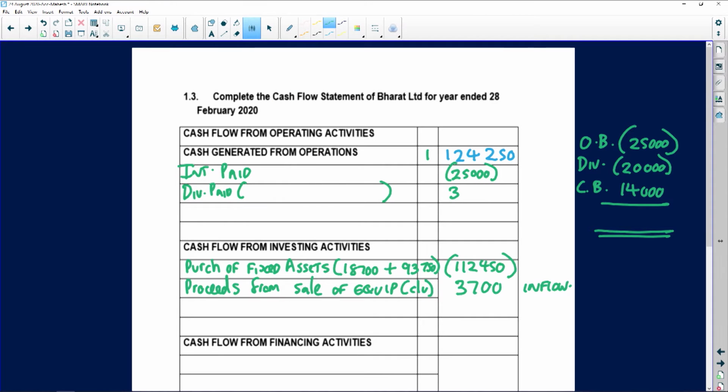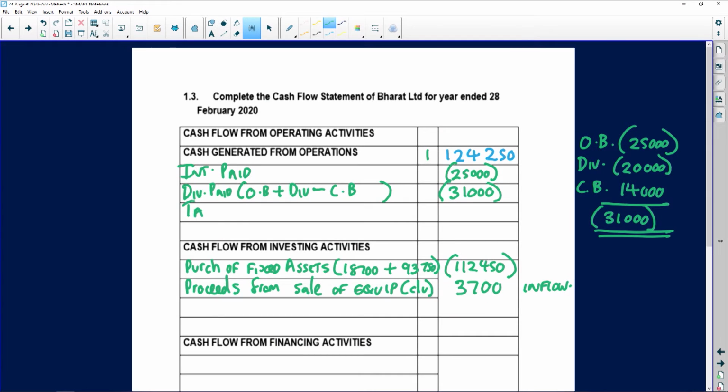So 31,000, and that represents an outflow of cash. 31,000, remember, it's an outflow of cash. Okay, so guys, please remember: opening balance plus your total dividends for the year, interim plus final, minus closing balance, and that will give you your dividends that were physically paid to your shareholders, money that left your bank account because you're now paying your shareholders.